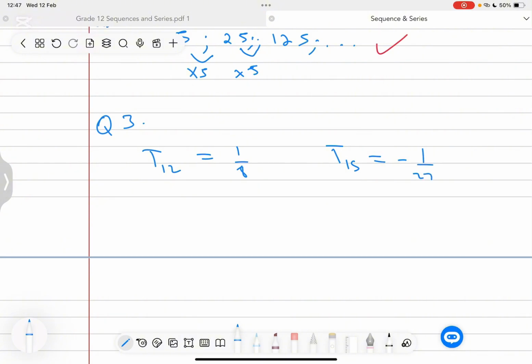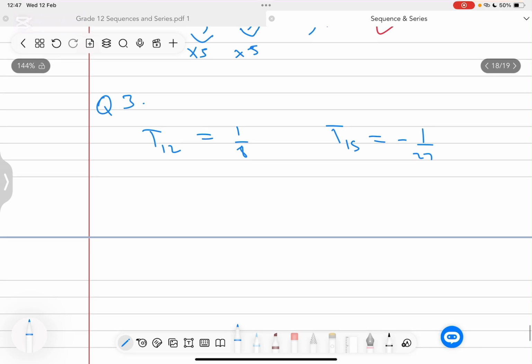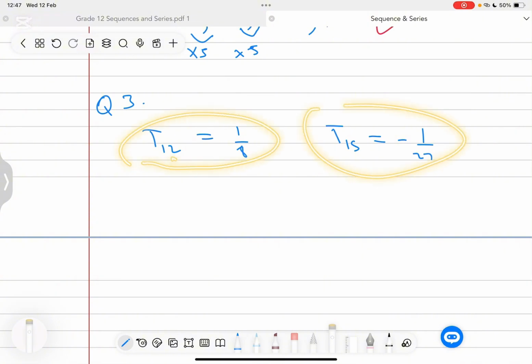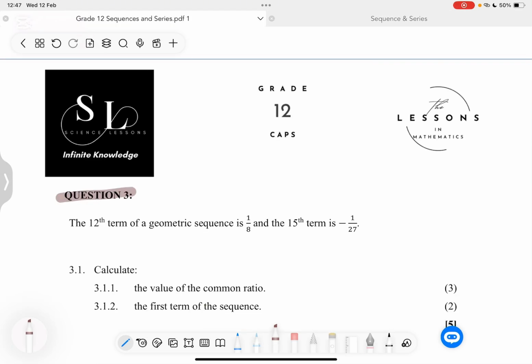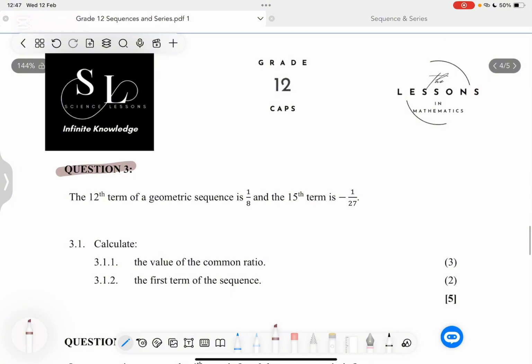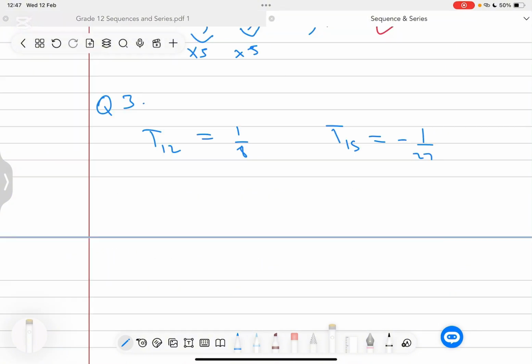Now, when you look at this information that we're given, it's similar to the previous question, question 2. The only difference is that we are not given T1 here. We're just given any random terms in the sequence, 12 and 15. They can give you any random terms. Now, they then say under 3.1 to calculate the value of the common ratio in 3.1.1. So we're looking for r again. So we are doing question 3.1.1, and we are looking for r.